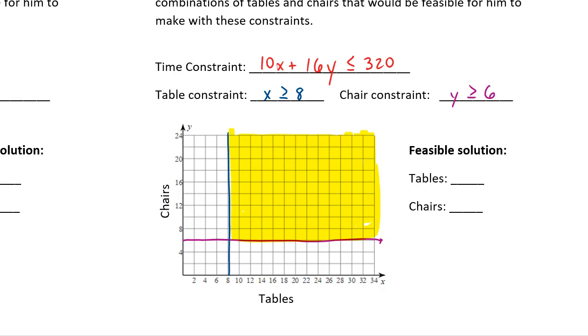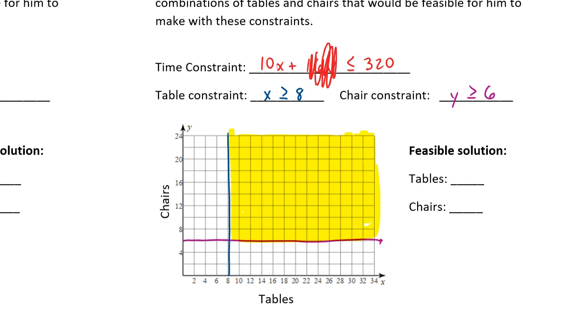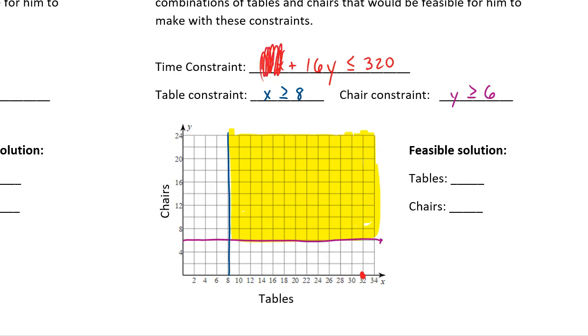All right, so let's go ahead and do this other inequality. If we have 10x plus 16y is less than or equal to 320, let's find the x and y intercept. To find the x-intercept, I'm going to cover up the y. If I cover up the y, 320 divided by 10 is 32. So we're going to have an x-intercept of 32. Now to find the y-intercept, I'm going to cover up the x. 320 divided by 16 is 20.